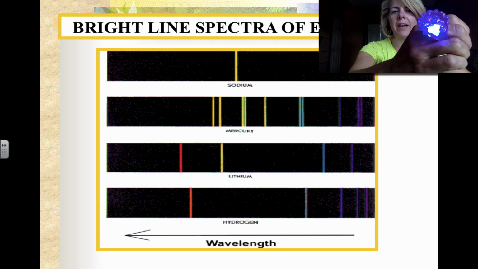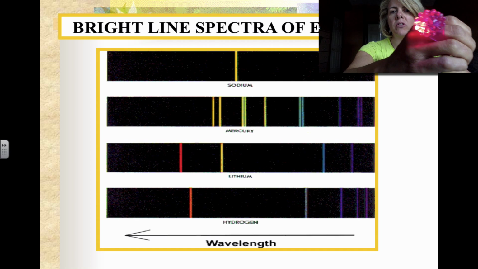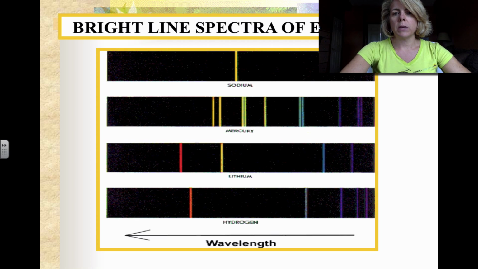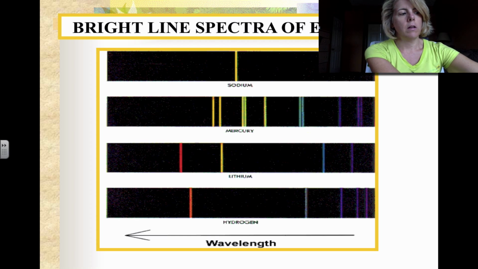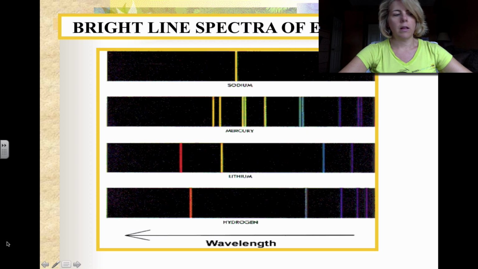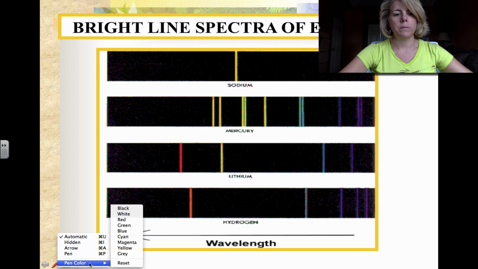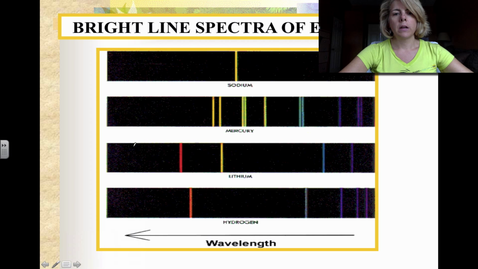And I just want to share with you, I have this really cool looking ring. And the question is, where do we get all this color from the light that we see? Now, if you look at the spectra that I have there, so we have sodium, we have mercury, we have lithium, we have hydrogen. And notice that there's different types of colors associated with each element. And this is what makes elements special, is they have what we call bright line spectra.